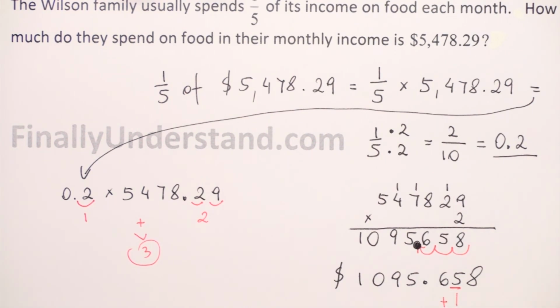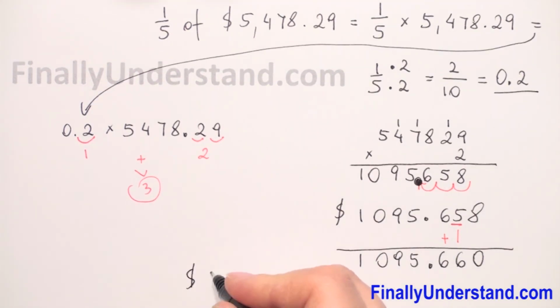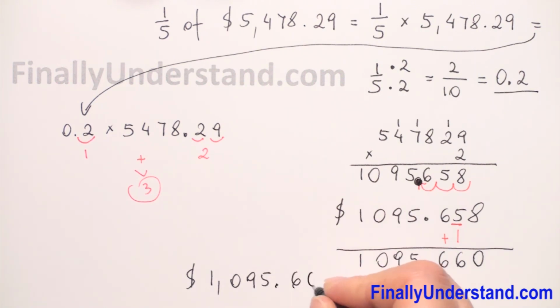So now the digits after our underlined digits we change to 0, 8 we change to 0, and 5 plus 1 is 6. The rest, what we have before our underlined digits, we have to copy. So 6, we will write decimal point 5901. So we can rewrite that they spent $1,095.66 every month for food.